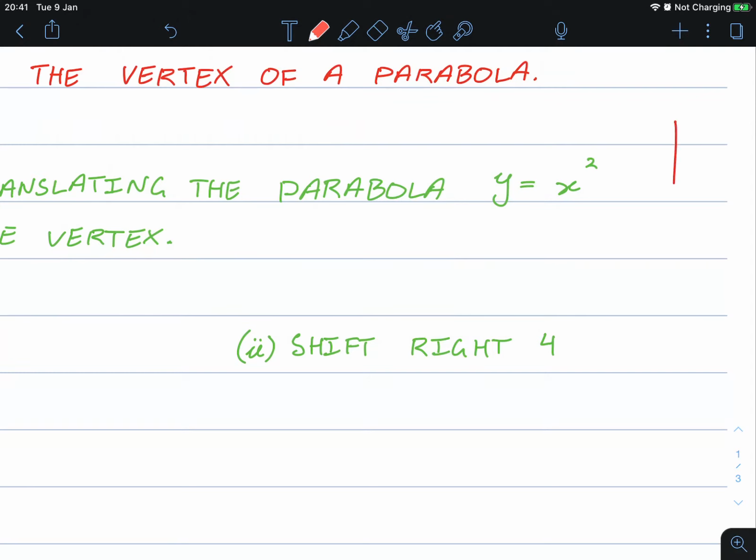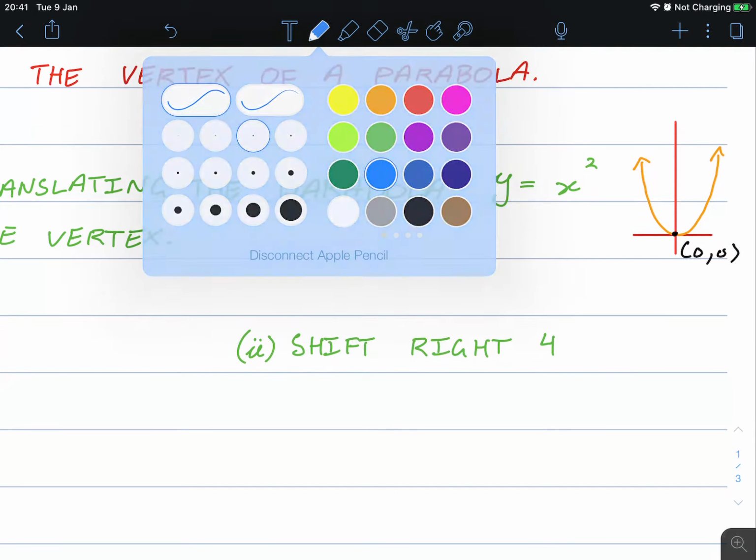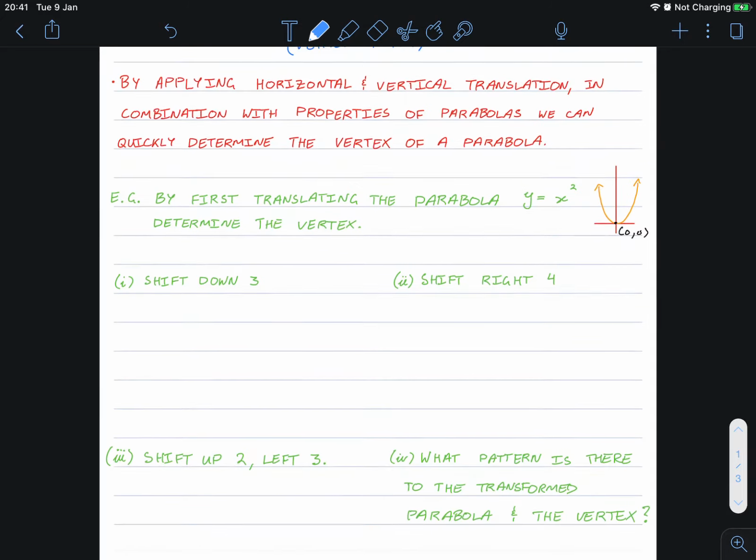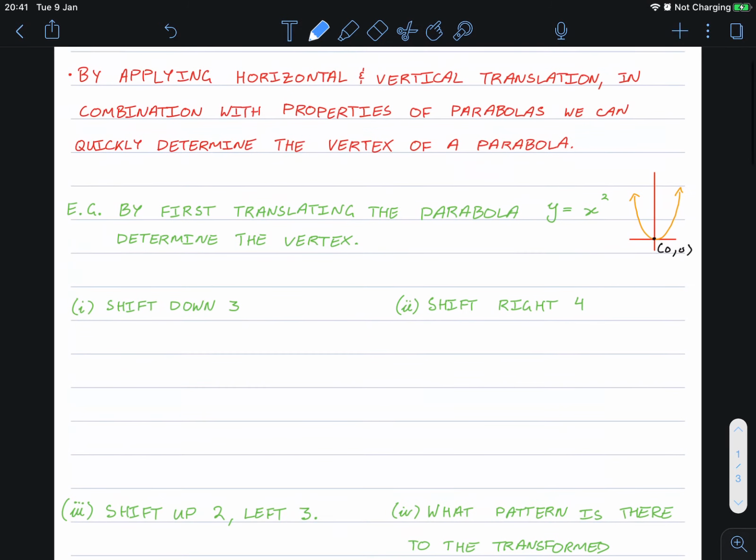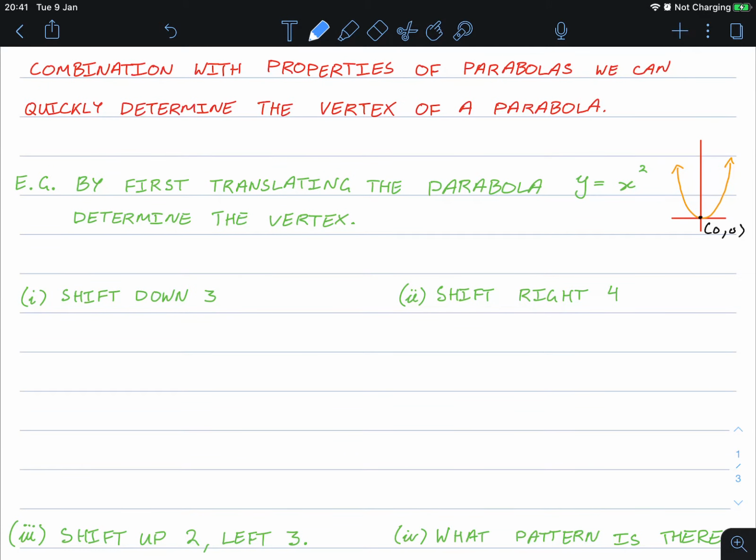Before we even continue, a quick sketch of this parabola. We know it should look something like the following. Like so. And we already know that this vertex here is going to be at 0, 0. Let's take a look at what happens to the vertex as we do some translations.